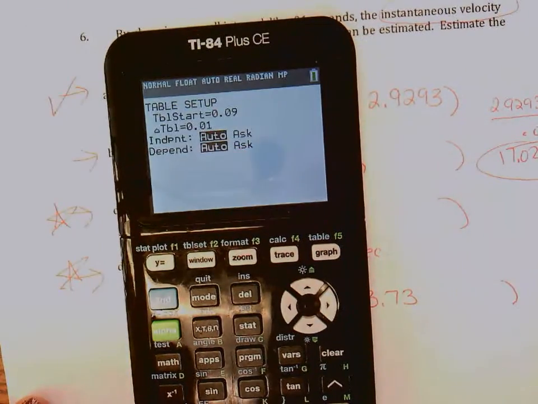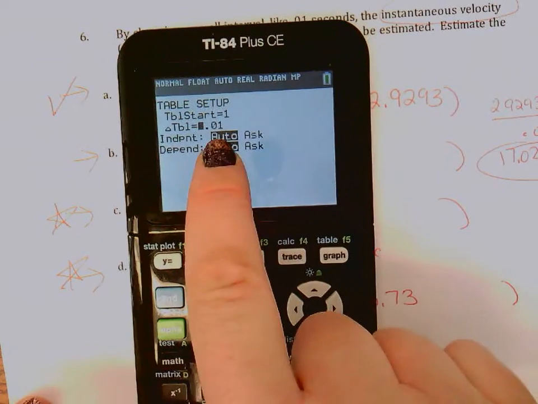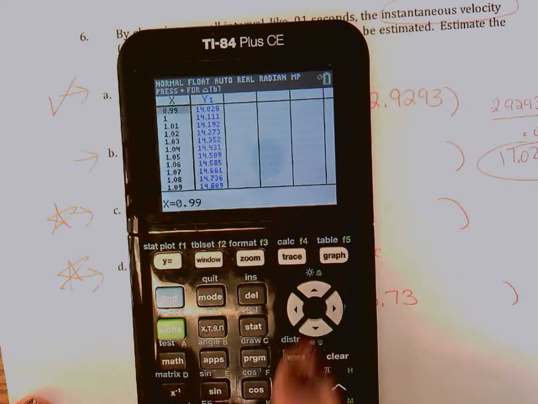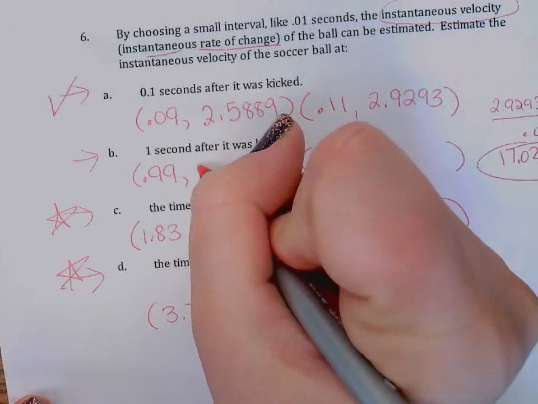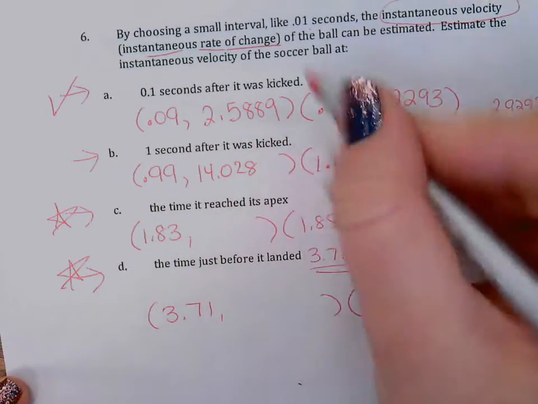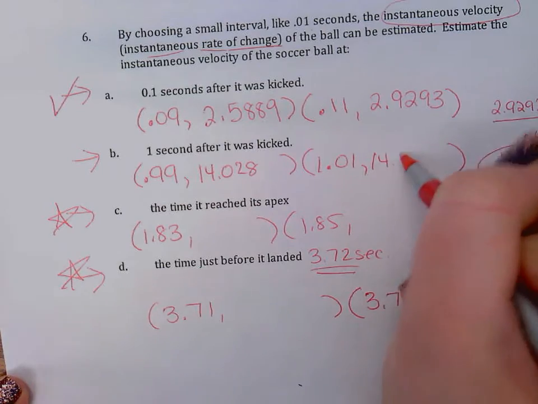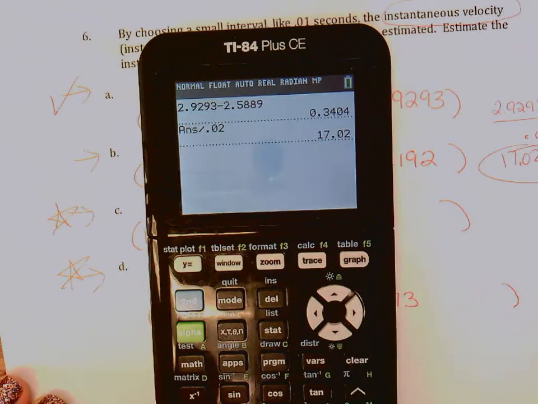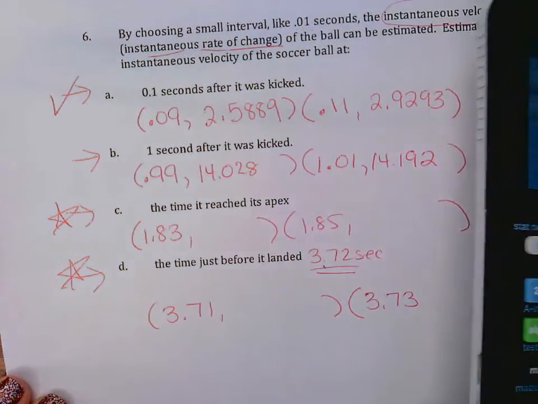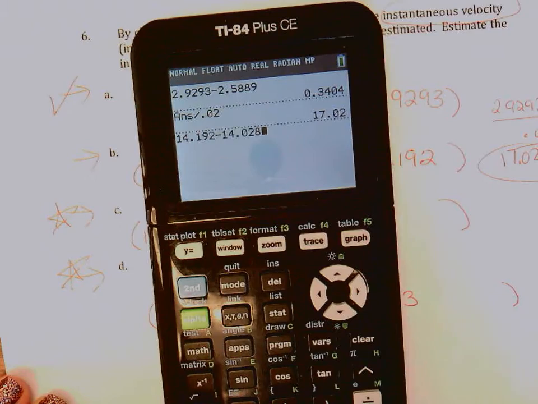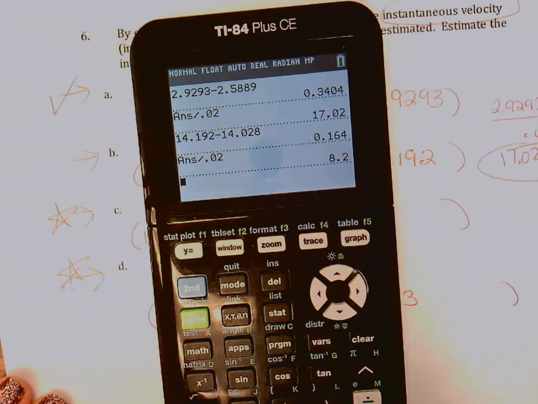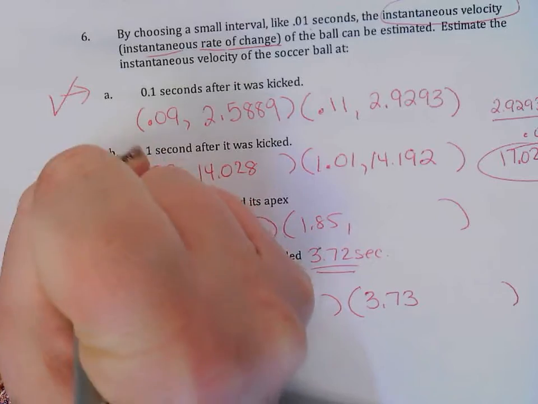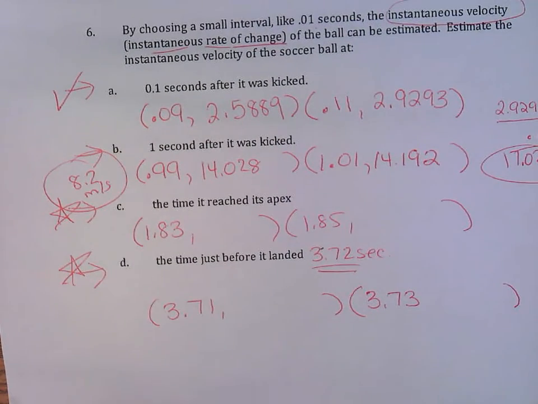Table setup, I'm going to go to 1 second, 0.01 on either side, second, table. So I'm going to grab at 0.99, it was at 14.028, 1.01, 14.192. So I'm going to do 14.192 minus 14.028, hit enter and divide by 0.02. 8.2 meters per second is my answer to part B. So did you get the same thing? Hopefully. So you're going to try C and D.